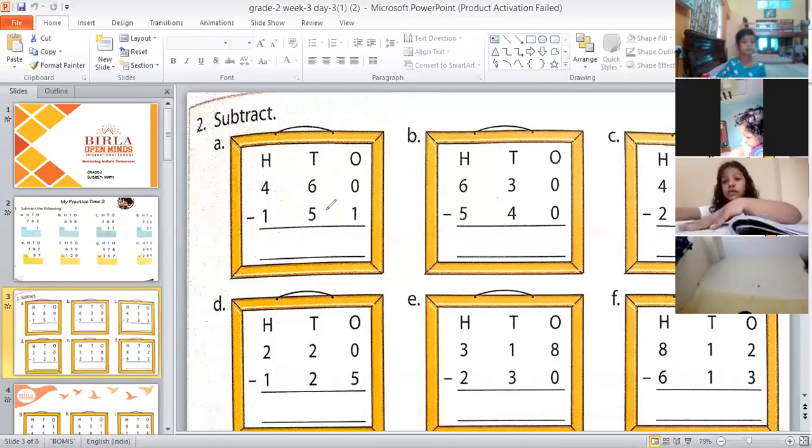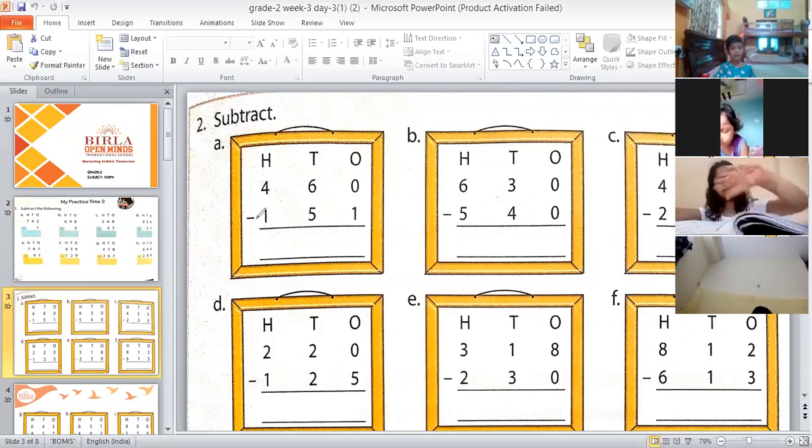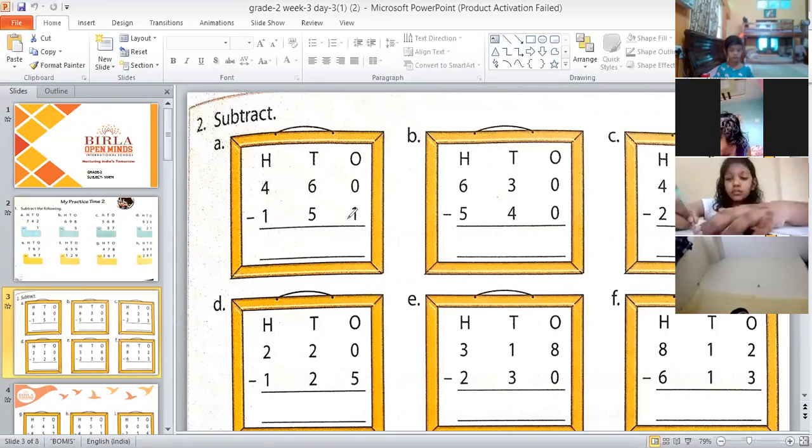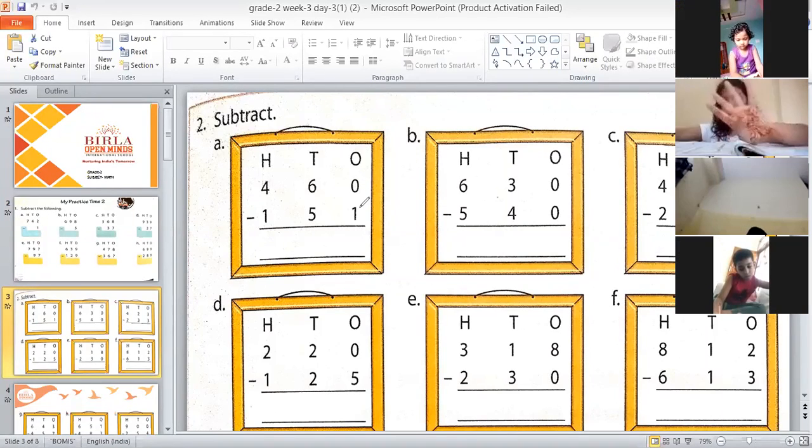Now the question is 460 minus 151, children. So now again we'll start subtracting the number in ones place first. In ones place, children, we have 0 here and next number is 1, right? And always remember this thing, whenever we are subtracting two numbers, we always write the biggest number first.